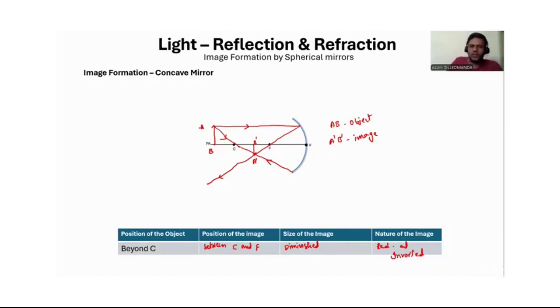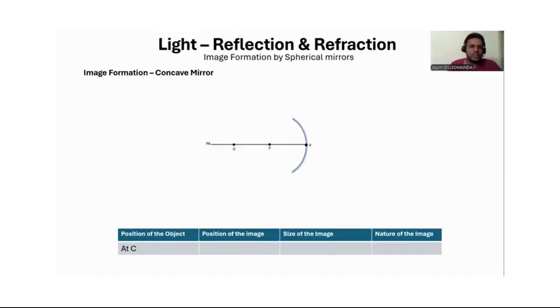Okay, so that's about this scenario. If we have an object beyond C, we get the image between C and F, and it is diminished, real and inverted. Okay, let's move to the next scenario.